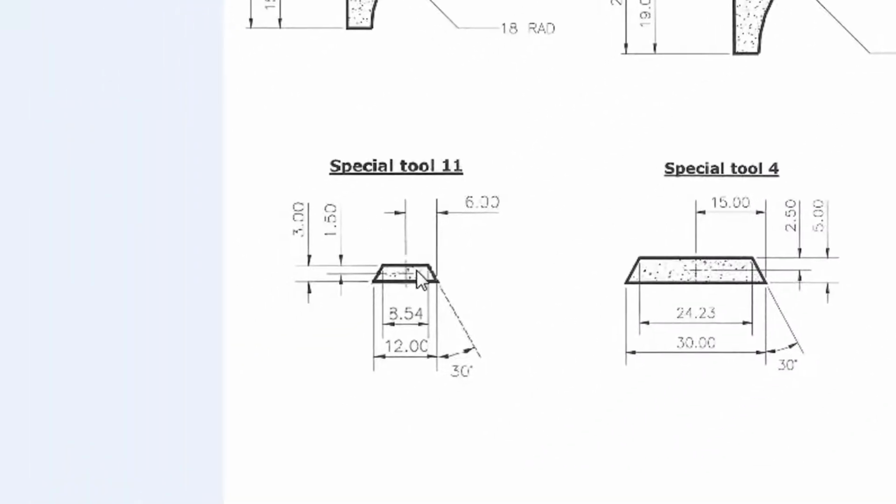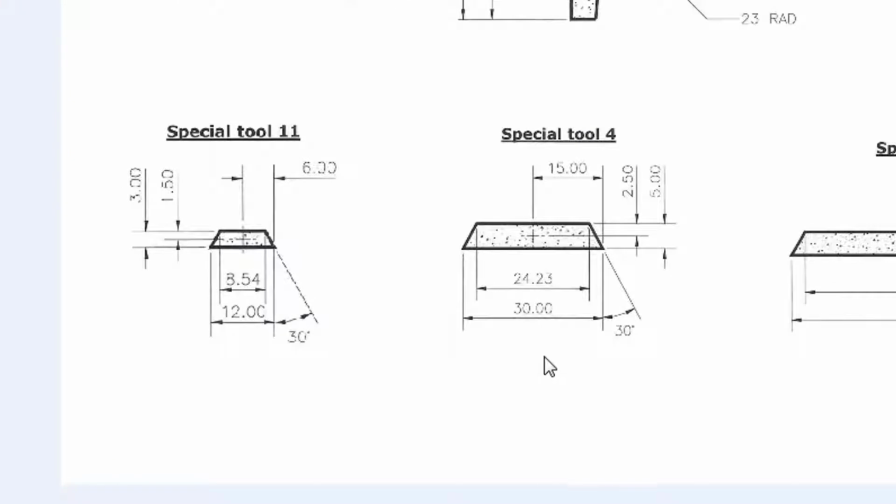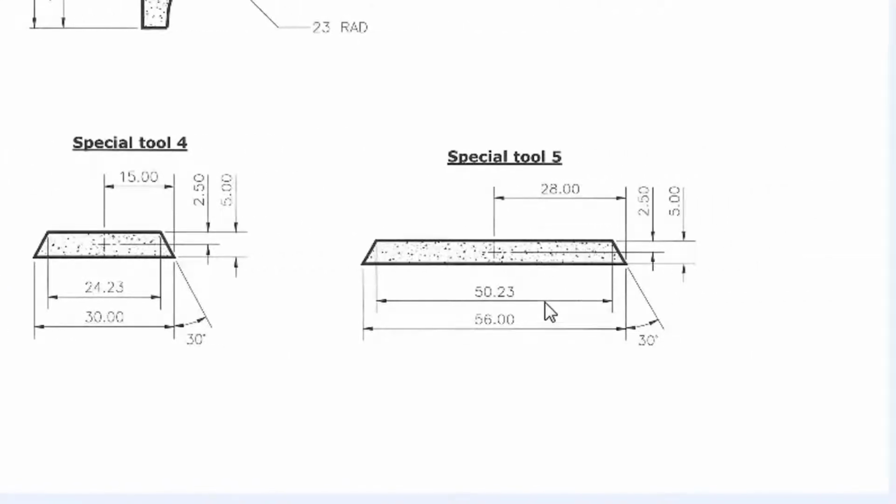With the tag tools, the smallest is the Special 11, which is 3mm by 12mm. The medium sized tool we have is the Special 4, which is 5 by 30mm. Largest tag tool we have is the 56 by 5, which is the Special 5 tool.